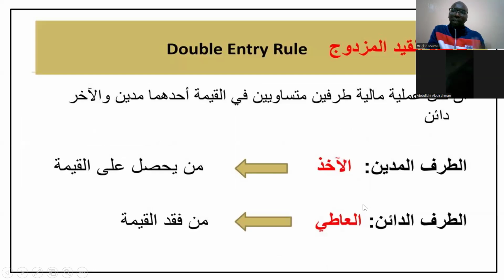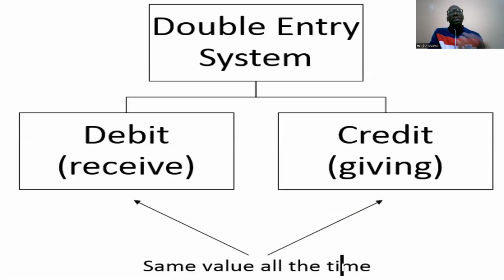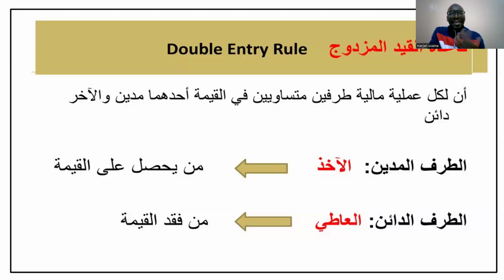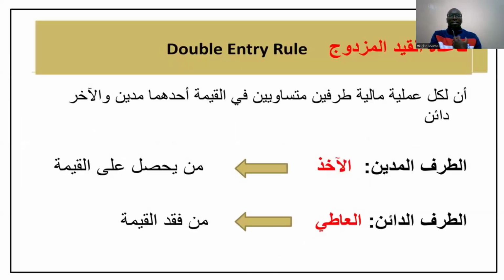So now this is what they're explaining to us in detail. The theory of double entry, Nadriyatul Qaid al-Muzdawaj, in Arabic. That every financial transaction has two sides equal in value, one of them the debit and the other the credit. So you have the debit and we have the credit. The debit side is the receiver. It is always the receiver. So the debit is al-madin. It is always receiving.